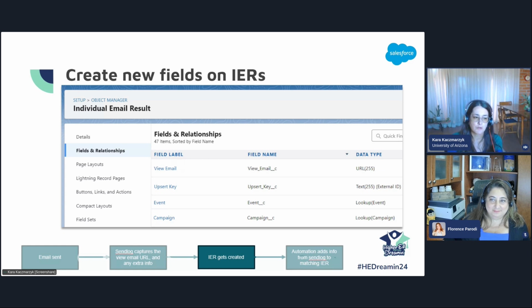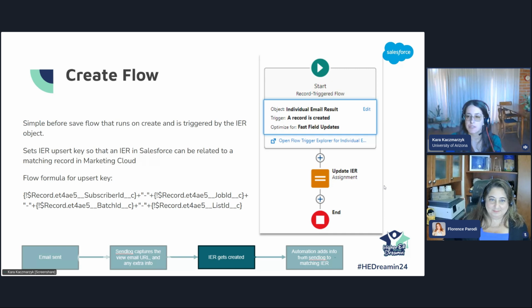And then you'll also want to add any other custom fields, for example, lookups to other objects that you want to start capturing. Okay. And to set this new upsert key, which is an external ID, you can simply do that in a flow. Again, I'm including as much detail on this slide deck as possible to hopefully be a takeaway reference for you.